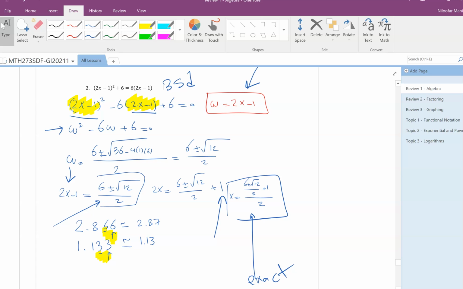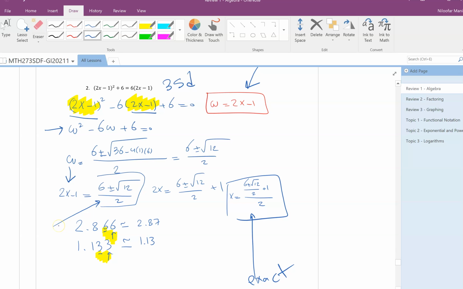And then you find W. You cannot leave it there for the next question. No, that's W. I want x. So instead of W, I put 2x minus 1. Then I want to find x. So I move 1 to the other side. This is here.